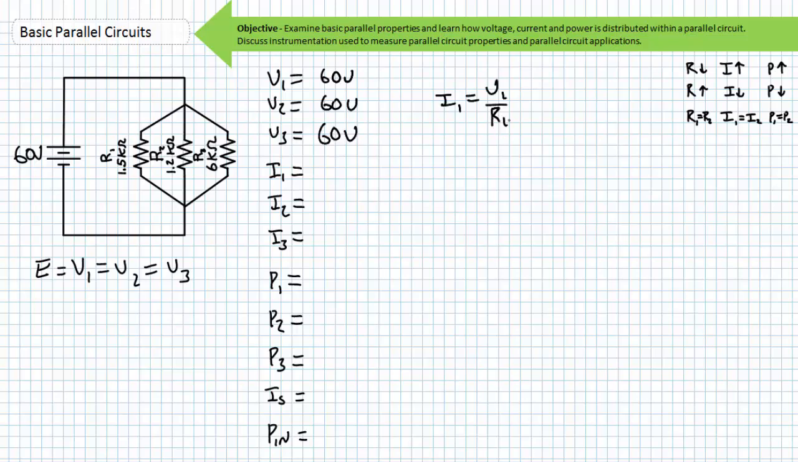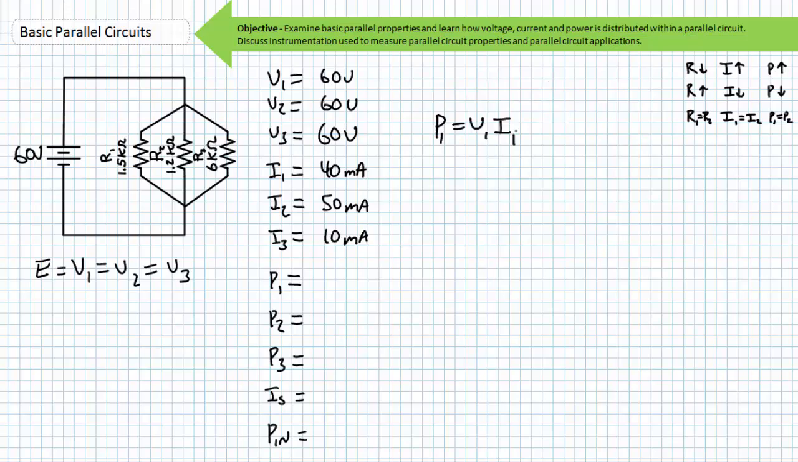With 60 volts across a 1.5 kilo ohm resistor, the current through it should be the voltage across it divided by its resistance. 60 volts divided by 1.5 kilo ohms yields a current draw of 40 milliamperes. With 60 volts across a 1.2 kilo ohm resistor, the current through the second resistor should be the voltage across it divided by its resistance. 60 volts divided by 1.2 kilo ohms yields a current draw of 50 milliamperes. The current draw by our third resistor is the voltage across it divided by its resistance. 60 volts divided by 6 kilo ohms yields a current draw of 10 milliamperes.